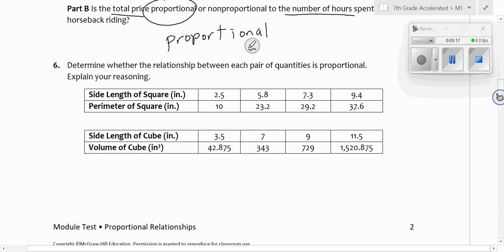Okay, this is just saying determine whether the relationship between each pair of quantities is proportional. So we have to have an answer for both of these. If we find out if these are all equivalent ratios, we can use division. When we divide those, they all come out to an equivalent unit rate. So this is, yes, that is proportional.